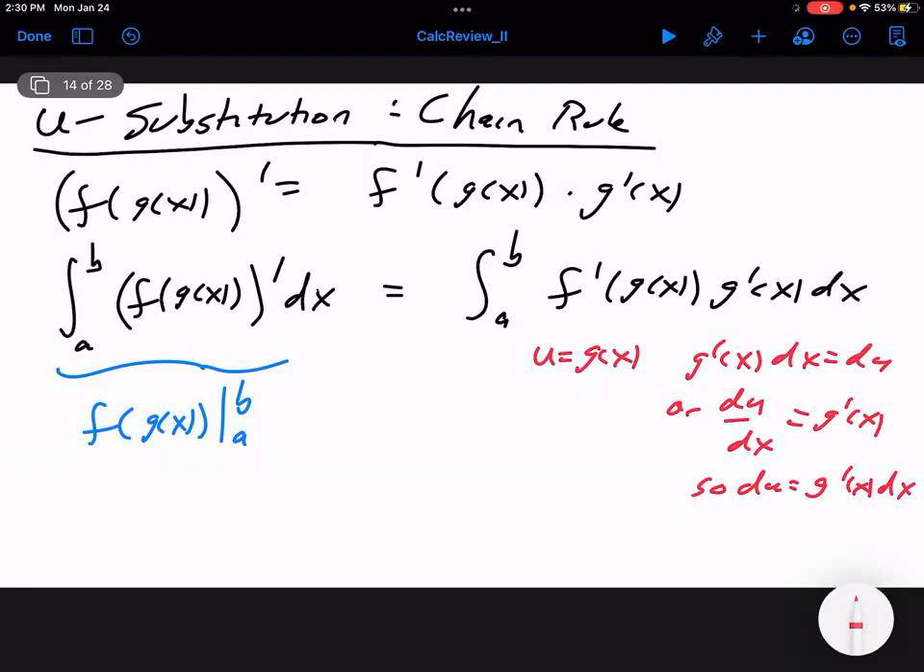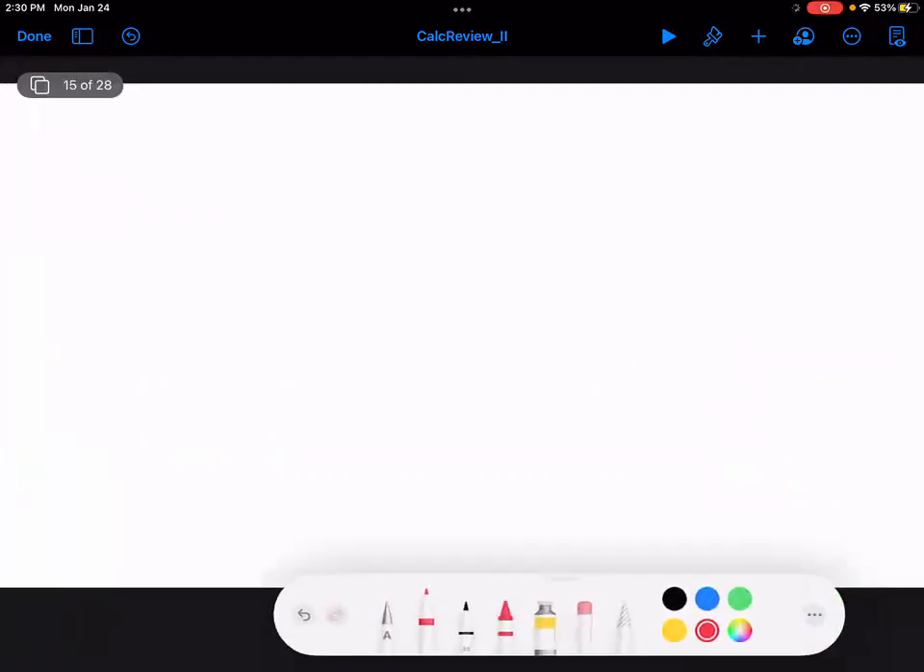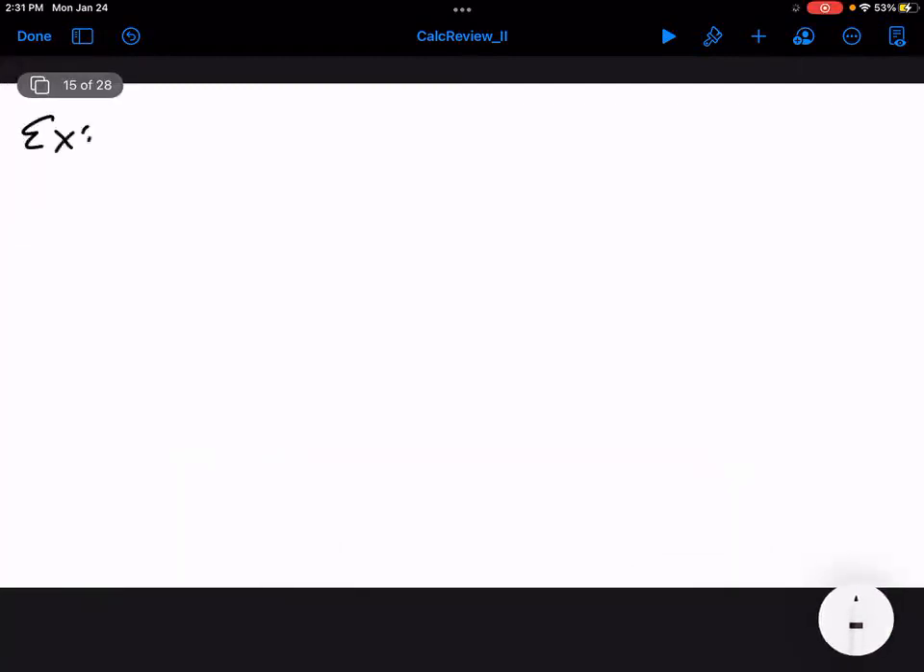Now we have to be a little careful when we do u substitution. So as an example, let's consider the integral from -2 to 2 of x e to the x squared dx. When you look at this, do you have any intuition as to what the answer should be?